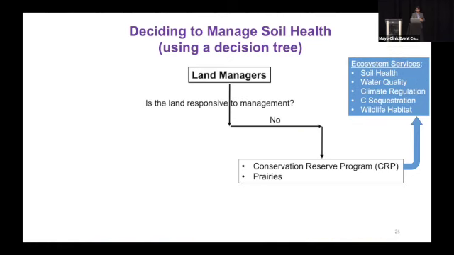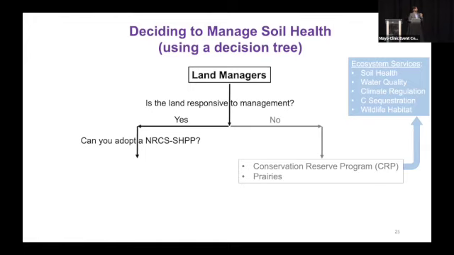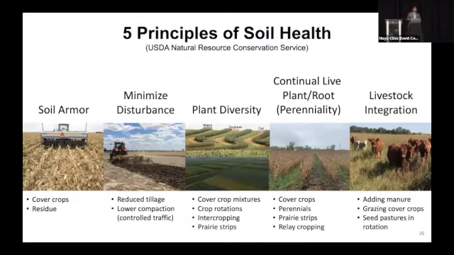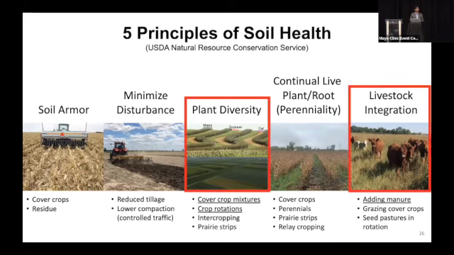Now, if your answer is that no, my land is not responsive to the management. Sorry, I said it wrong. If your answer is yes, that it is responsive to the management, then what can you do? Can you adopt the NRCS soil health promoting practices? All right. If the answer is yes, what are the options? There are a lot of options, but based on my research, I'm going to show you composted manure and diverse crop rotation. These are part of the 5 principles of soil health, where these 2 important things are plant diversity as well as livestock integration.